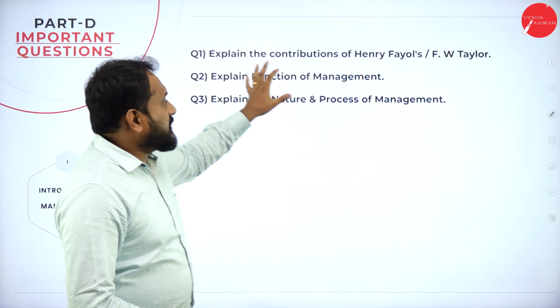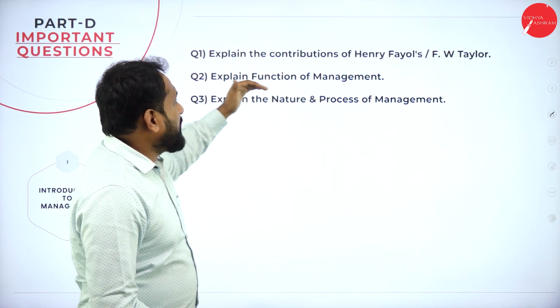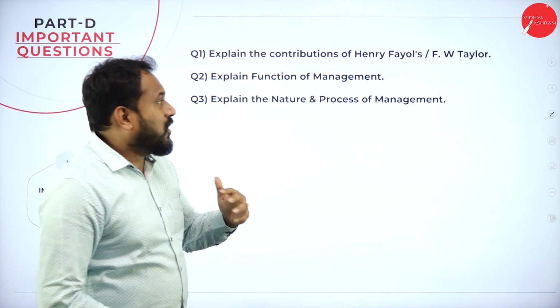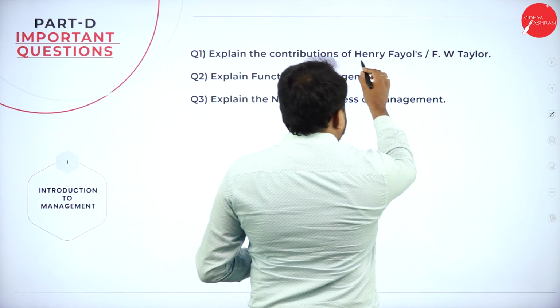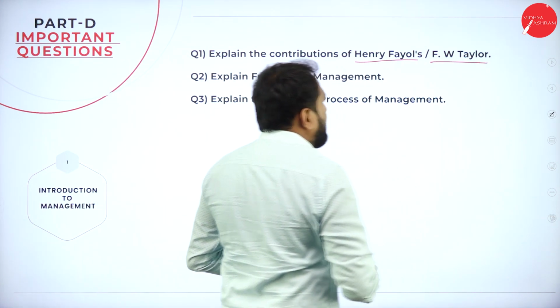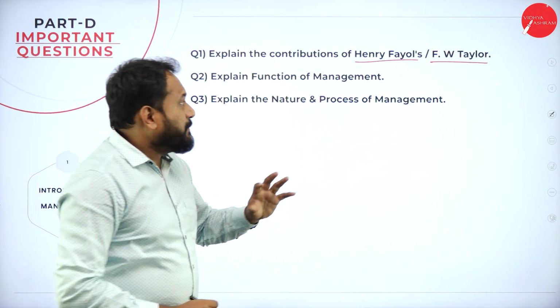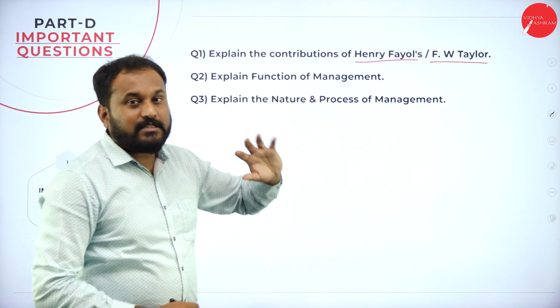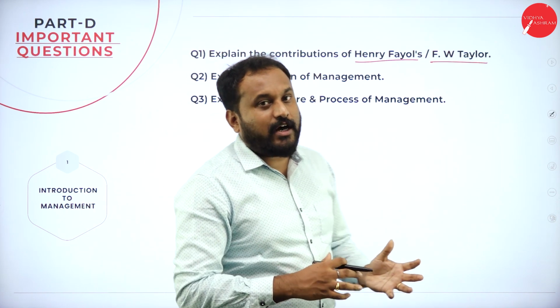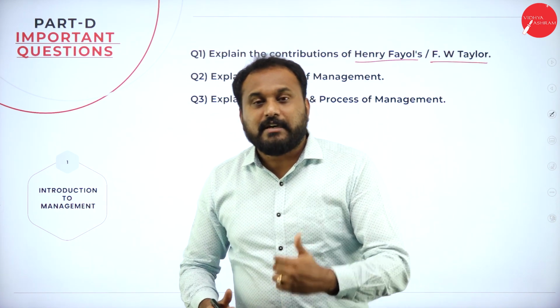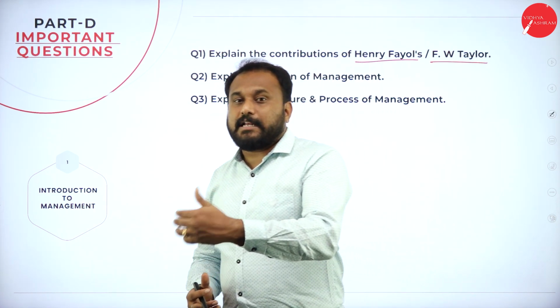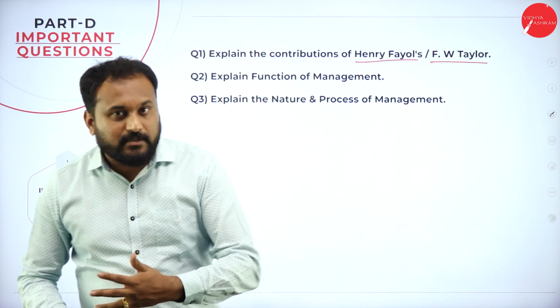Now understand, the first question: explain the contribution of Henry Fayol, or it can be F.W. Taylor. Henry Fayol or F.W. Taylor. You are supposed to get prepared for both the questions. That is, they can give you Henry Fayol or F.W. Taylor. If they give Henry Fayol, F.W. Taylor can come for 10 and vice versa.